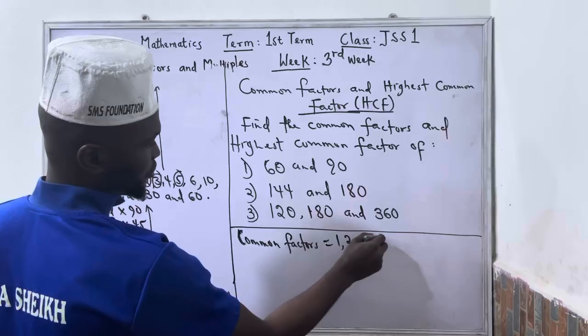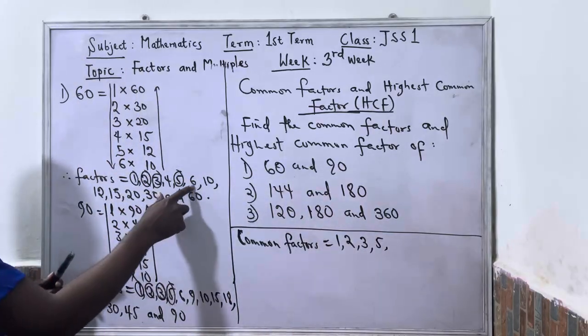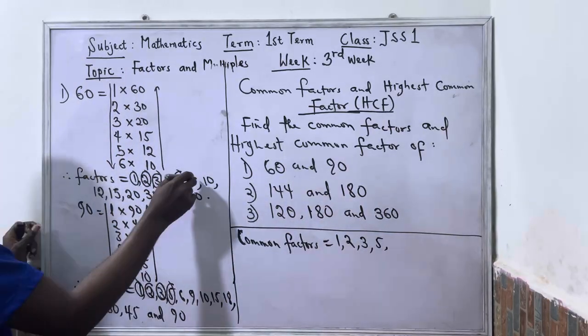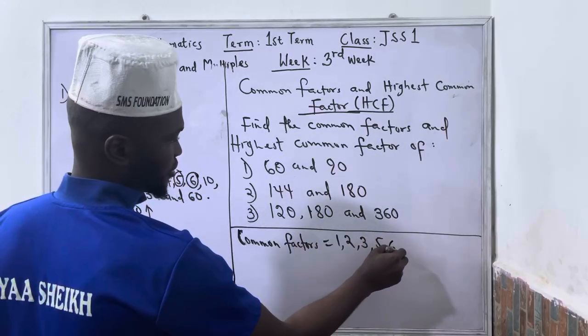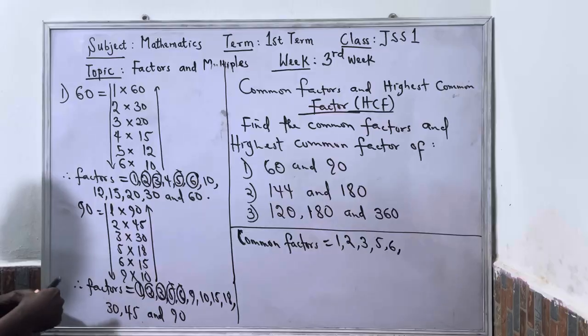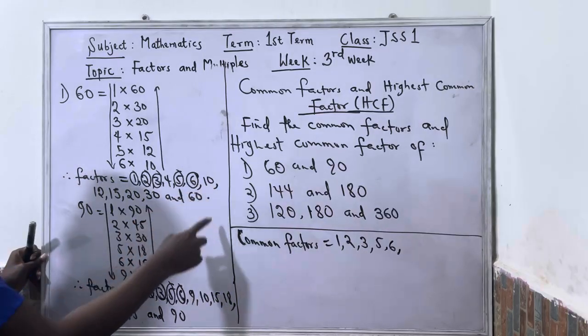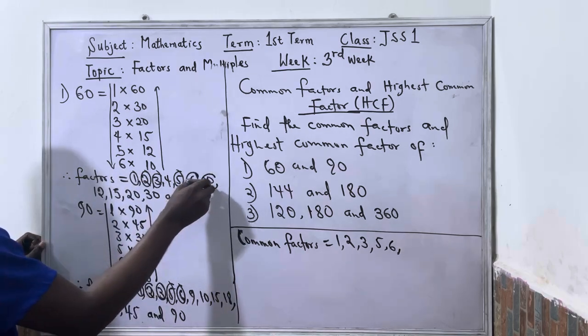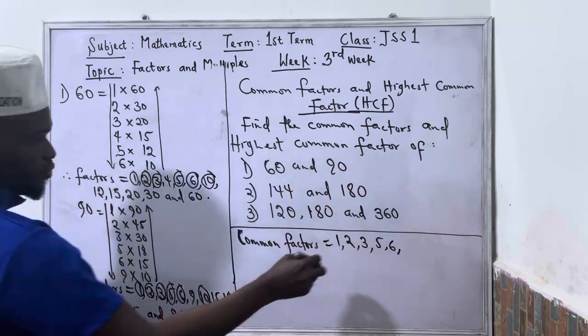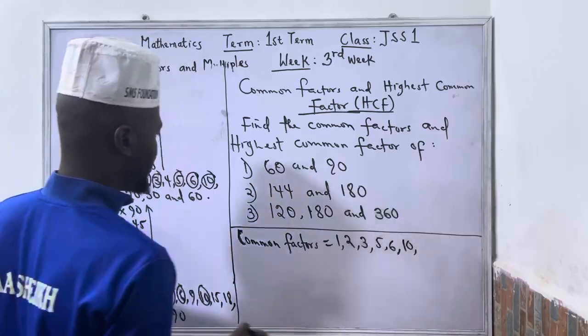Let's put it. Okay, we have 6 here and we also have 6 here. Let's circle it. 6 and 6. So we have 6 in the 2 sides. Now there is 10 here. There is 10 here also. 9 is here but 9 is not here. So 10 is common to both. So we put 10. What else?